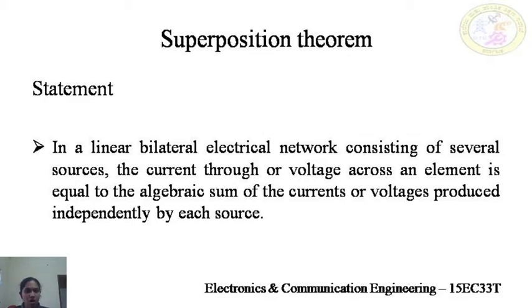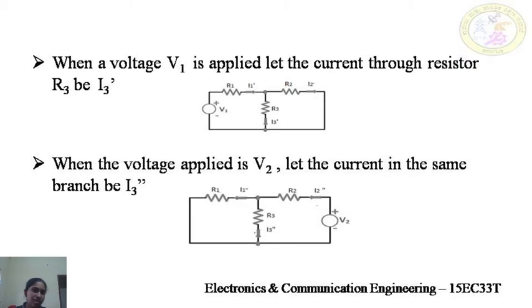The statement of superposition theorem is, in a linear bilateral electrical network consisting of several sources, the current through or voltage across an element is equal to the algebraic sum of the currents or voltages produced independently by each source. That is, consider this example.